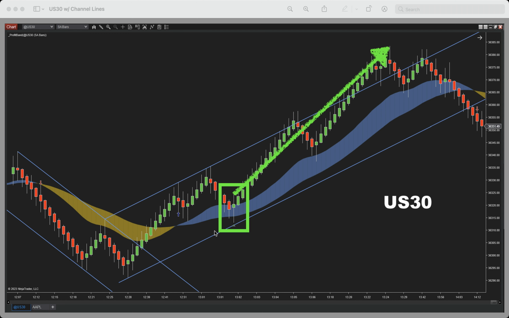So this is the way that we qualified this entry. We qualified it by basically a shallow test of support. Did we touch the line? No, but we certainly came within the vicinity of it and then very quickly pushed back away from it. So in doing that, we were able to say, all right, there's a pretty good chance, as long as we stay above this trend line, that price from this area is likely to push back into this channel structure or trend line overhead. And that's exactly what it did over here.